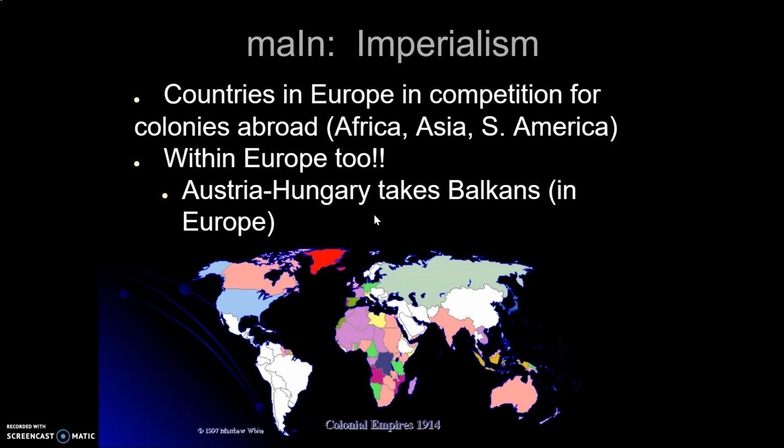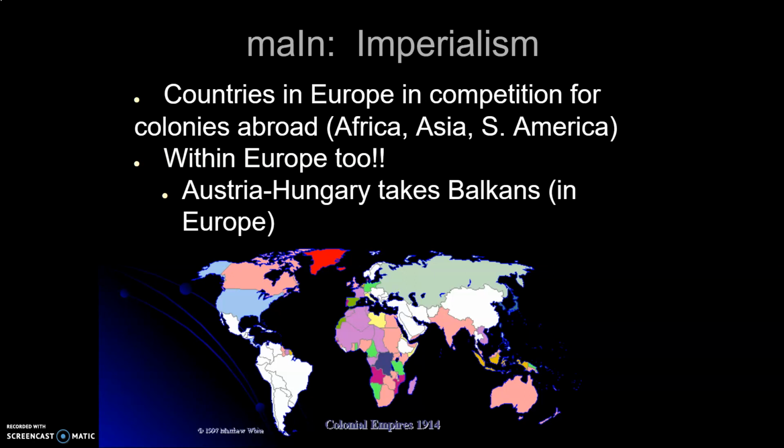The I standing for imperialism. The countries in Europe had been at odds with one another and competing with one another for colonies throughout the world for the last 200 years roughly. And so this competition leads to tension throughout Europe.